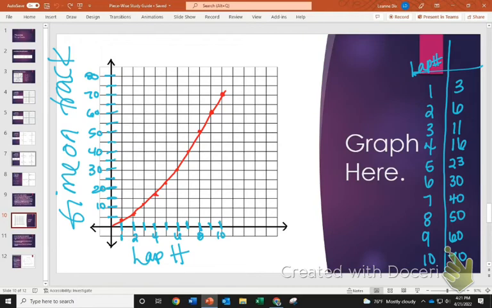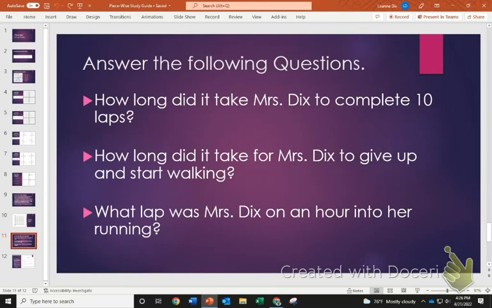So let's get rid of the screen and go to the questions. One of the questions I could ask on the test is, how long did it take Mrs. Dix to complete 10 laps? Well, as you could tell, in the 70th minute, that's when I ended. All right, so it took me 70 minutes.